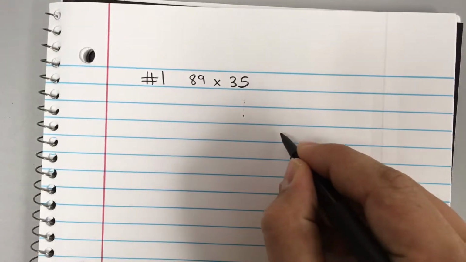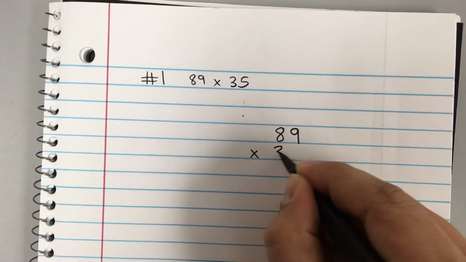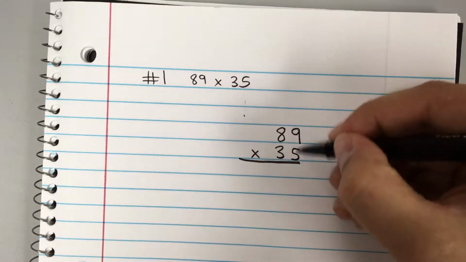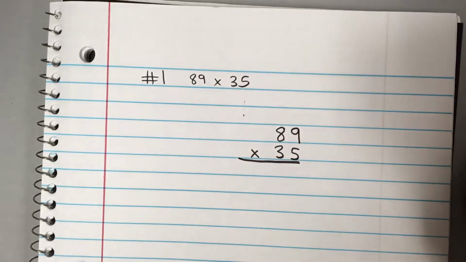So the first thing I do is set up the problem by place value. What does that mean? Well, my two numbers are lined up vertically, and my ones place is in the same column, and my tens place is in the same column.